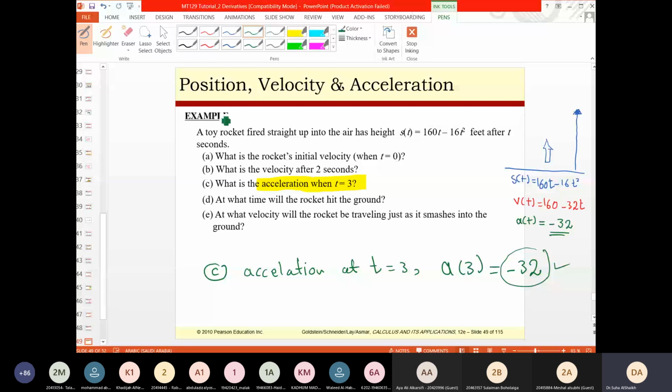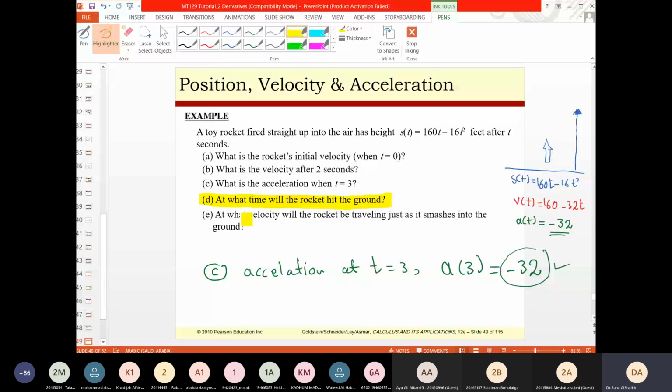Now part D of the question, this is a tricky one. At what time will the rocket hit the ground? No, hitting the ground is not when the velocity is 0. It's when S is 0, Ahmad. When S is 0, right or not? So the question is at what time? They are asking about the time.